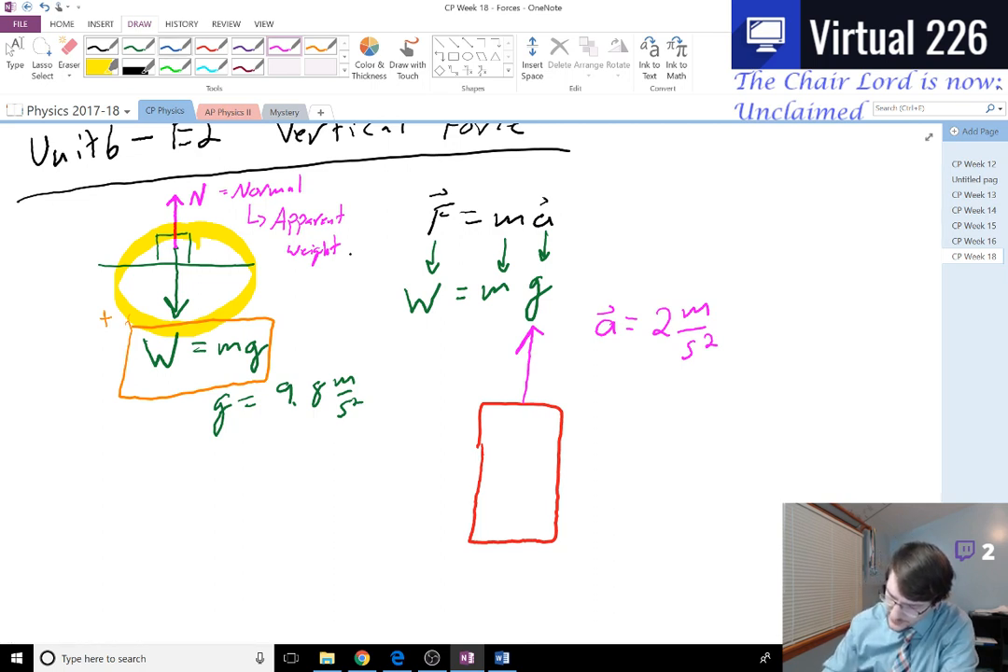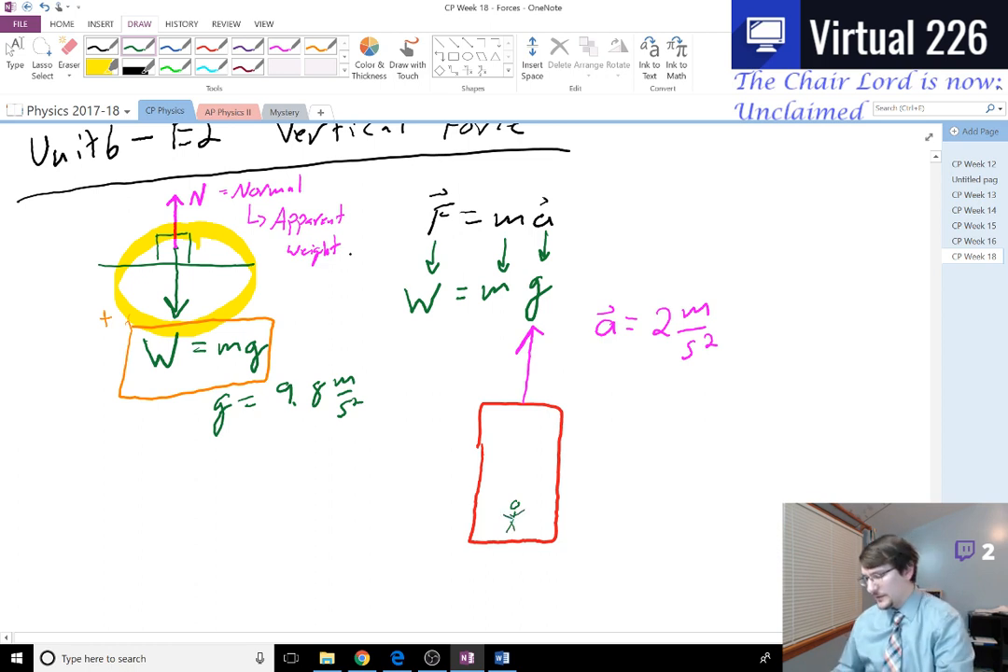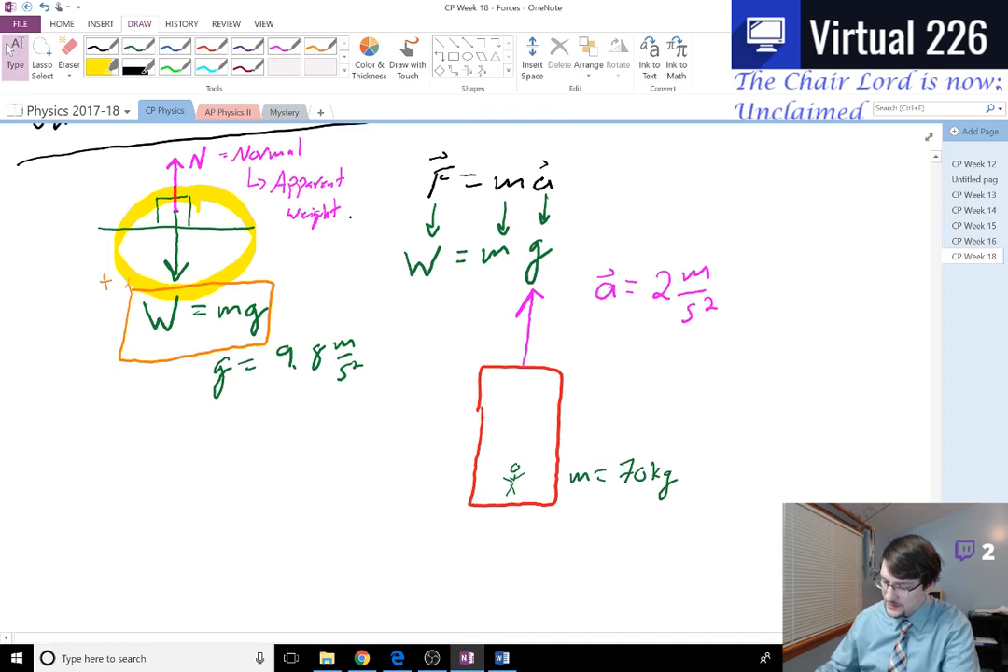You are standing, you're a green person now, in the elevator, and you normally have a mass of 70 kilograms. We're looking for, what do you feel your weight as now? Okay, what is your apparent weight in the elevator?